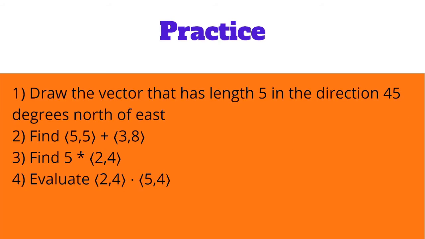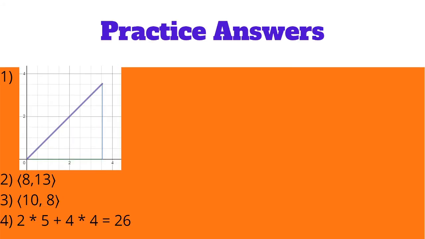So now that we've covered most of what vectors are about and an introduction to them, here are a few practice problems that you can do. The first one is draw the vector that has length 5 in the direction 45 degrees north of east, and you can do that using trigonometry. And then the other three are computational problems involving vector algebra. So pause the screen and I'll advance to the next slide, which has the answers. So 3, 2, 1. And here are the answers.